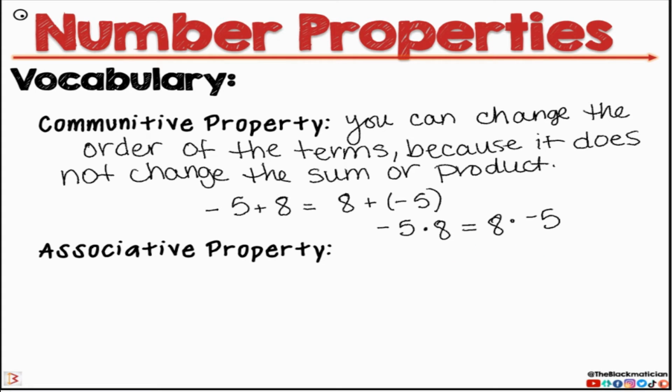The other property is associative property. The associative property means that I can change the grouping of different terms and factors because it does not change the sum or product.